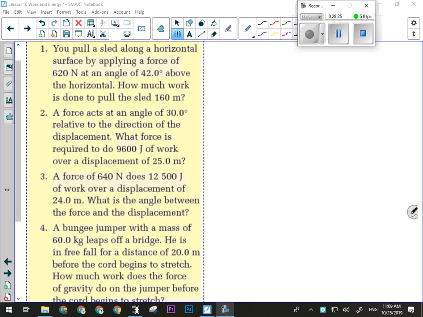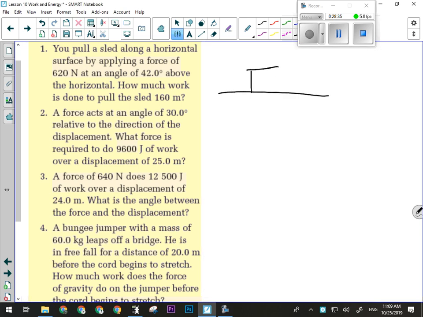Okay, so for question number 1, basically we're just plugging in numbers into the formula. They're telling us that the sled is being pulled along the surface by applying a 620 Newton force 42 degrees above the horizontal. So this angle here is 42 degrees. We're pulling with 620 newtons, but the sled isn't going that way. The sled is going this way.